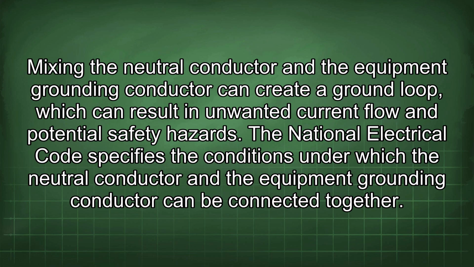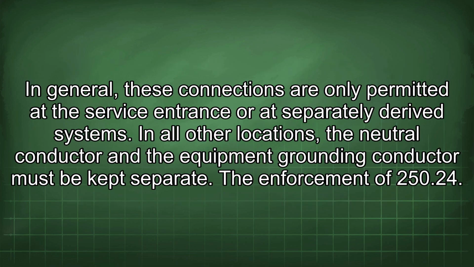The National Electrical Code specifies the conditions under which the neutral conductor and the equipment grounding conductor can be connected together. In general, these connections are only permitted at the service entrance or at separately derived systems. In all other locations, the neutral conductor and the equipment grounding conductor must be kept separate.